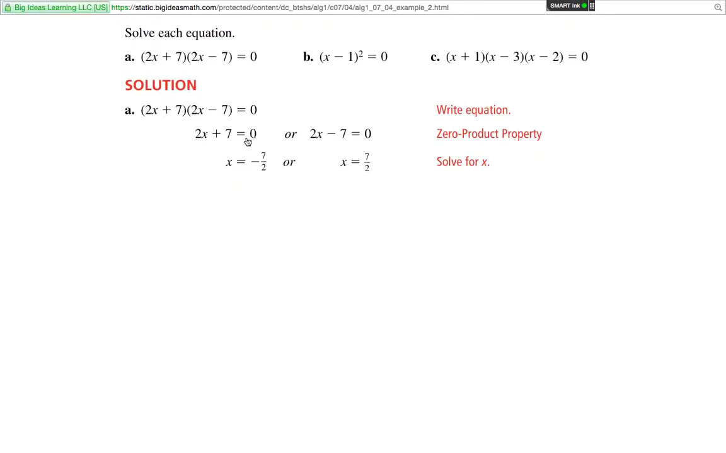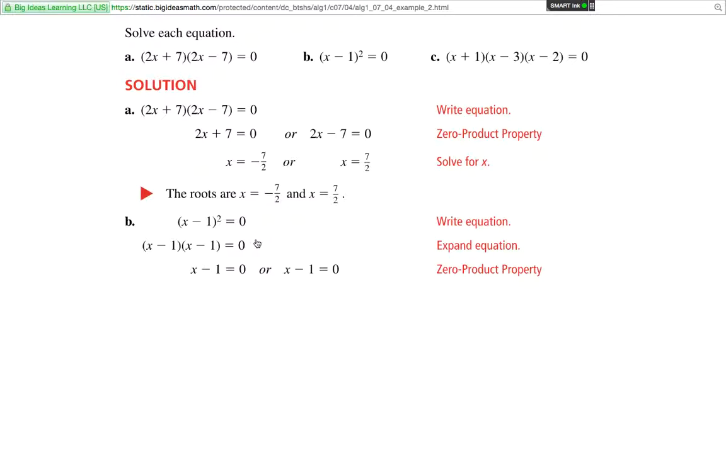Notice they subtracted 7 from both sides and divided by 2. Add 7 to both sides, then divide by 2. So you get the same answer, one positive, one negative. Letter B is the same thing multiplied by itself. If it's the same factor you're setting equal to 0, won't it give the same answer? In this case, it will be x equals 1 for both.